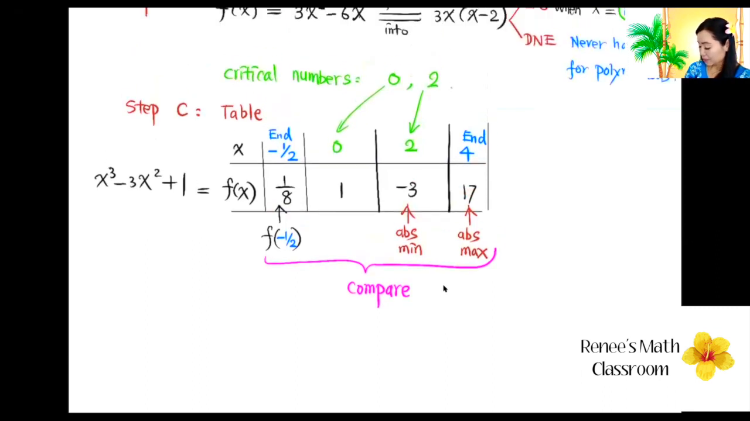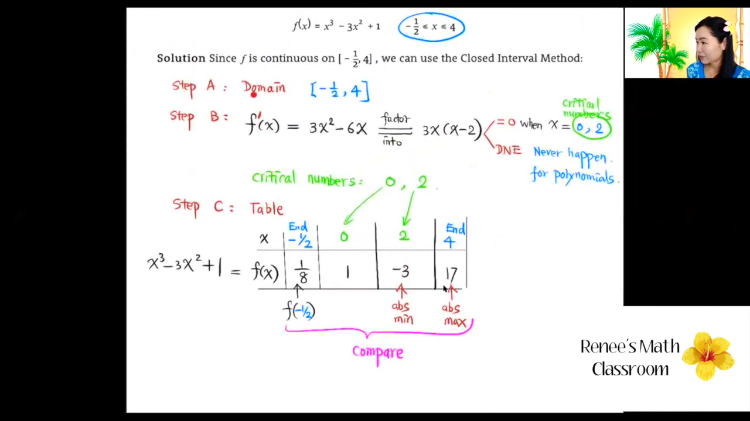So these are the three steps I use in the closed interval method. First I state the domain, that's the closed interval. And then I differentiate the function and find out when the derivative equals 0 or does not exist. Then you get those critical numbers inside the domain, you put the critical numbers in, and then you compare the function values to get the absolute max and absolute min.